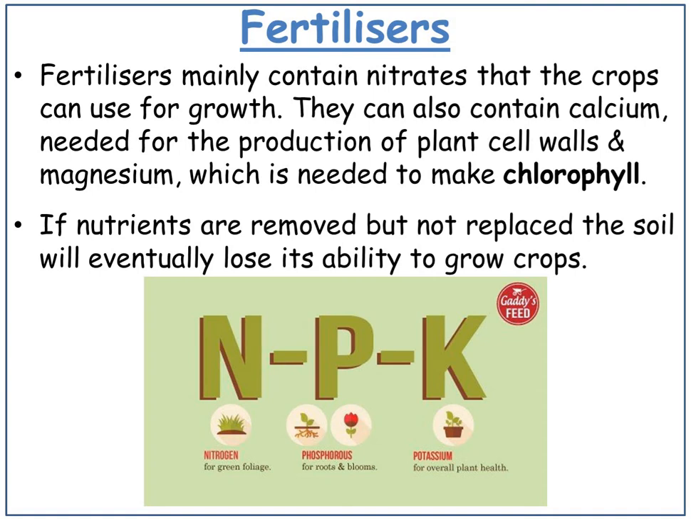If nutrients are removed but not replaced, if the crops are consistently harvested, then eventually the field or the soil will lose its ability to grow crops.